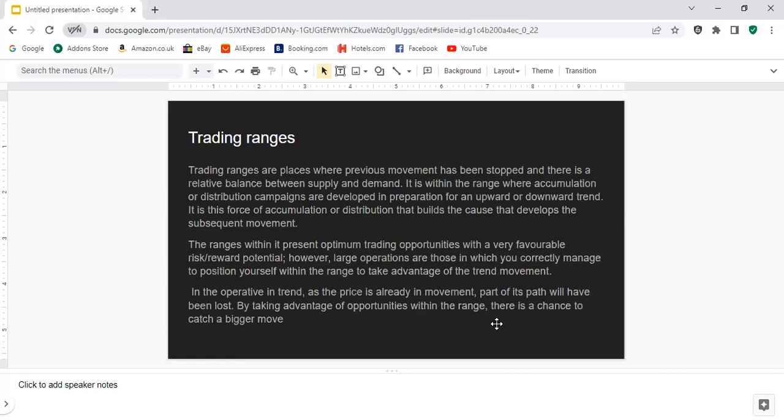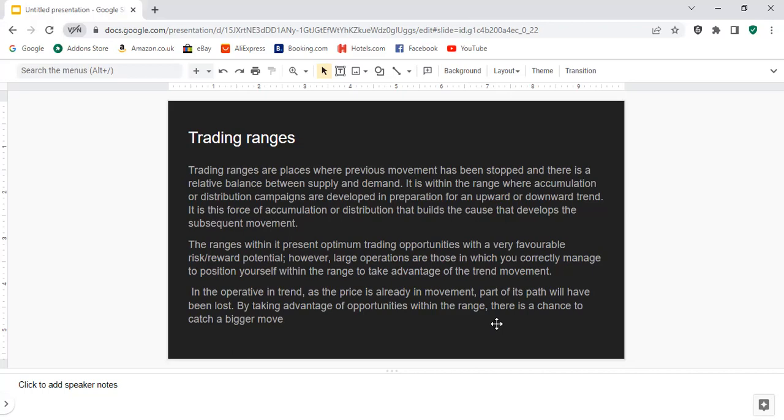Trade ranges, right? Trade ranges are places where previous movement has stopped, and there is a relative balance between supply and demand. It is within a range where accumulation or distribution campaigns are developed in preparation for an upward or downward trend. It is this force of accumulation and distribution that builds the cause that develops the subsequent movement, right? So the range presents optimum trading opportunities. It's a very favorable risk to reward potential.